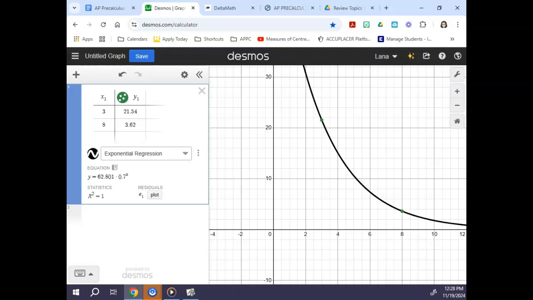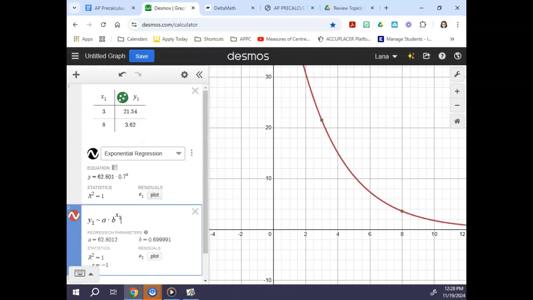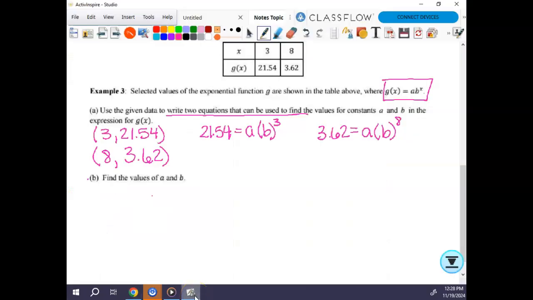But if you don't see 3, then right next to whatever regression you did, these little 3 dots, we're going to click that and then export as custom regression. And then not only does it give you that, it literally just gives you A and B. So it'd be hard to even mix those up. It gives them to you and see, it wasn't 0.7. It was 0.6999991. So now I have what I can write down over here, and A equals 62.8012 and B is equal to 0.6999.